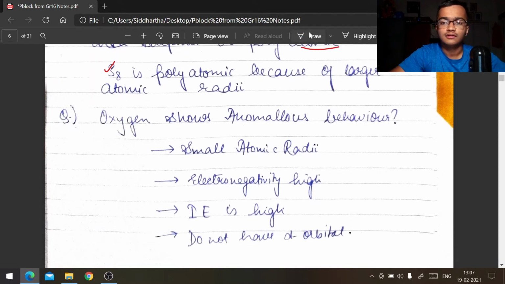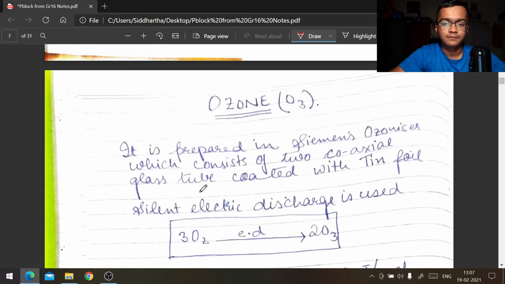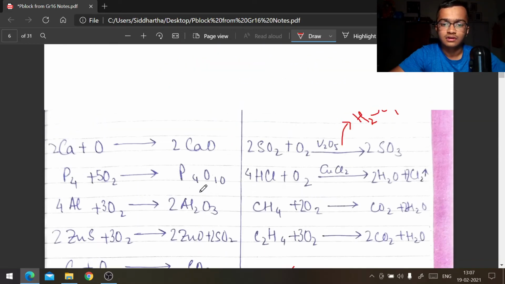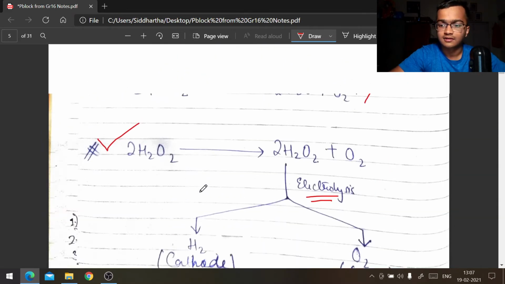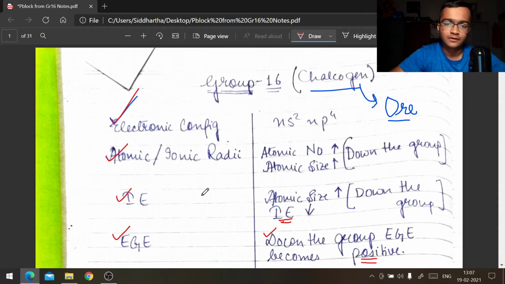Okay, the reasons why oxygen is showing anomalous properties: it is because oxygen has small atomic radii, it has very high electronegativity, it has very high ionization enthalpy, and it does not have d orbitals. Okay, now before coming to ozone, let's revise what we have done so far. Okay, we're going back. I have stated group 16 elements.